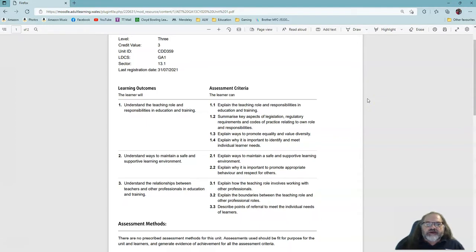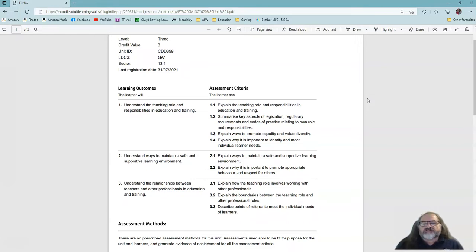And we assess that with these assessment criteria, which are to explain the teaching role and responsibilities in education and training. So what are the role of a teacher? What are the responsibilities of a tutor or educational provider? And then we're going to look at key aspects of legislation. So summarize key aspects of legislation, regulatory requirements and codes of practice.